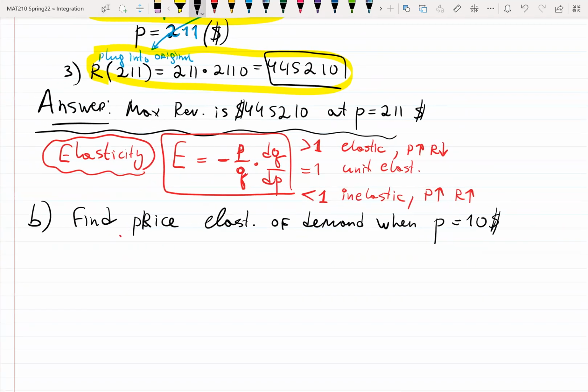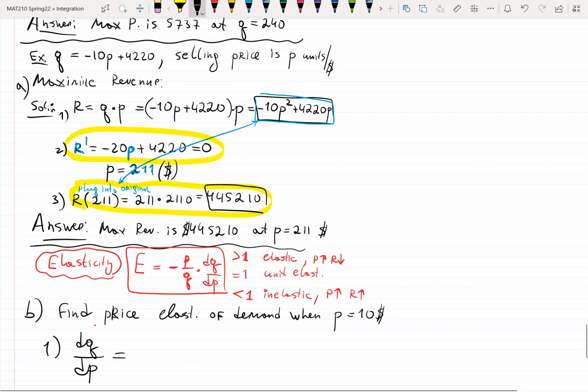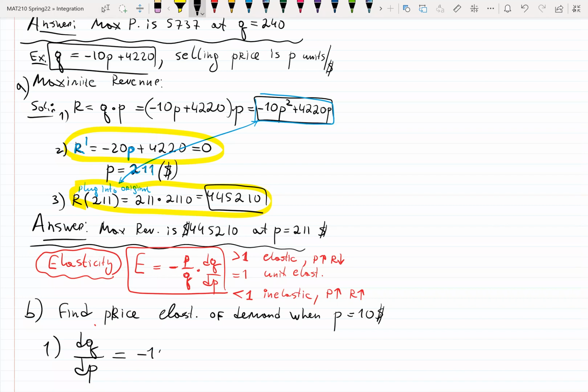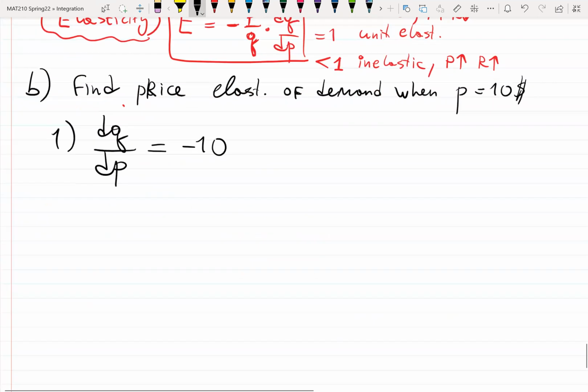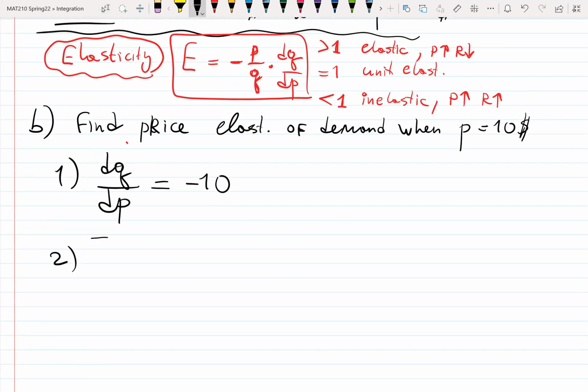We use the formula. Step 1, find the derivative of dq with respect to P. Go back to the Q equation, it's over here, and differentiate that. In this case it's just a number, minus 10. Then build E. E is minus P over Q times dq with respect to P, the derivative of Q with respect to P. Minus P is 10.